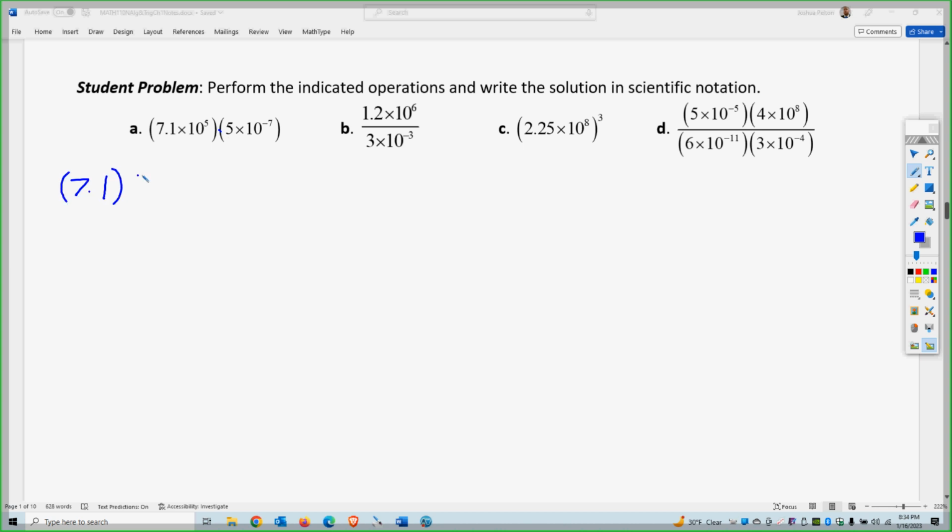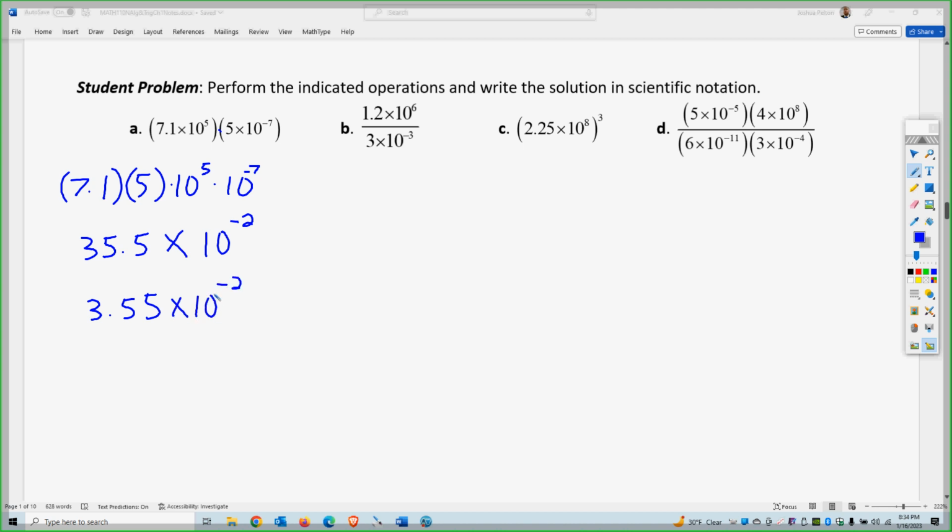So 7.1 times 5, and then 10 to the 5th times 10 to the negative 7. Didn't get the negative into there. Okay, so do them separately. So 7.1 times 5 is clearly 35.5, which is not scientific notation, but that's okay. And then products, so I'm going to add the exponent, so I get 10 to the negative 2. So just rewrite the number in scientific notation. That's the first step, okay?